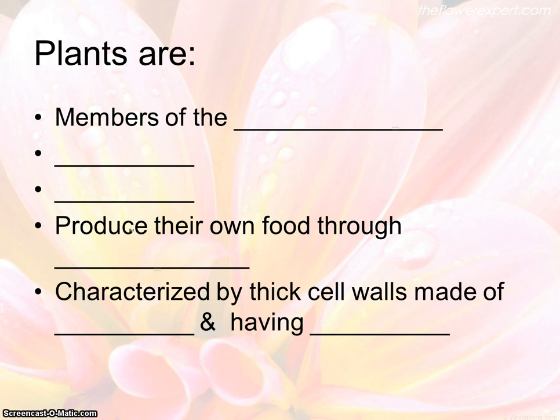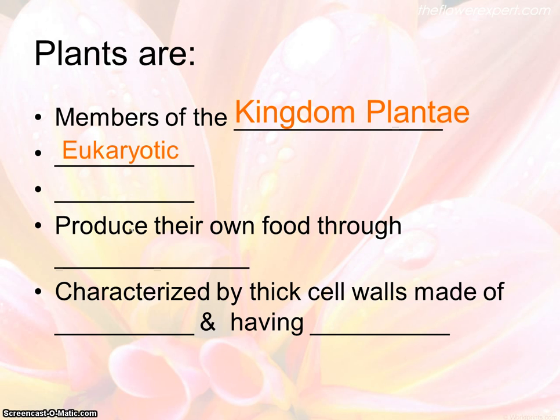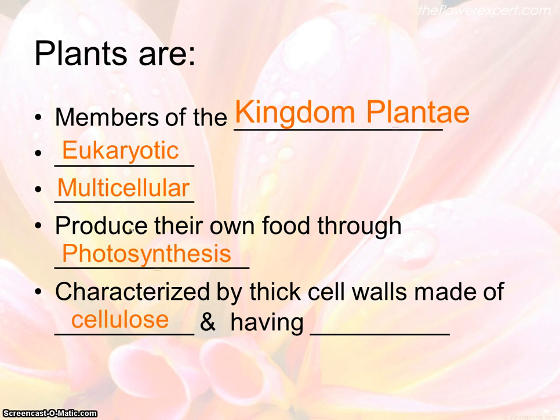First of all, we know that the plants are members of the Plantae kingdom. They are eukaryotic. Remember that means that they contain a nucleus. They have organelles. They are multicellular. They are also photosynthetic, and remember that it's the chloroplasts that allow them to be photosynthetic. Their cell walls are made of cellulose.